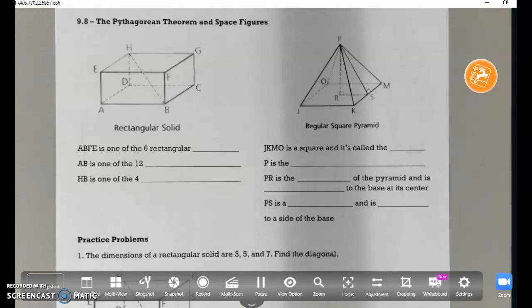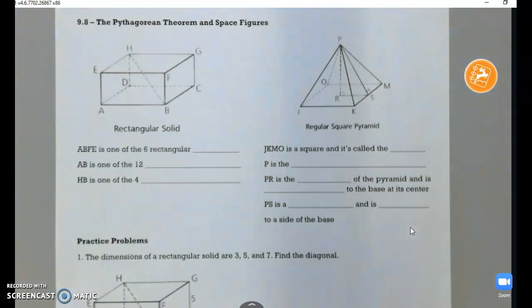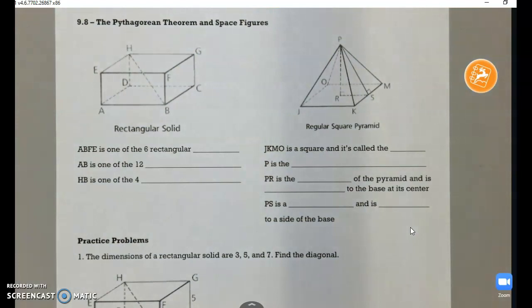Good morning. We are moving on in Chapter 9, and this is going to be a pretty quick set of notes here to get through 9.8. Before we get into some problems, I want to first talk about some vocabulary. So what we're going to be looking at in this section is using Pythagorean theorem in some 3D figures or space figures. So let's talk about some vocab for these figures.